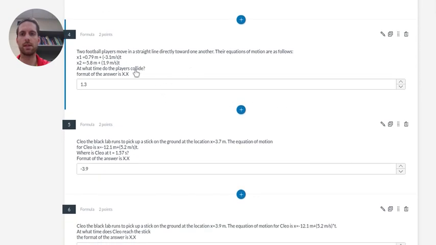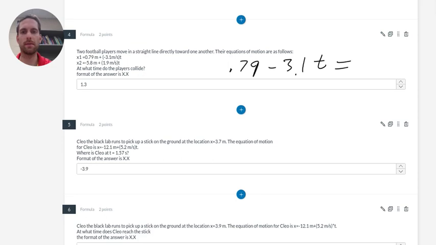So when these players collide, they collide when they intersect. And when they intersect, the x's have to equal each other. So x1 equals x2. And that means 0.79 minus 3.1 time equals negative 5.8 plus 1.9 time.